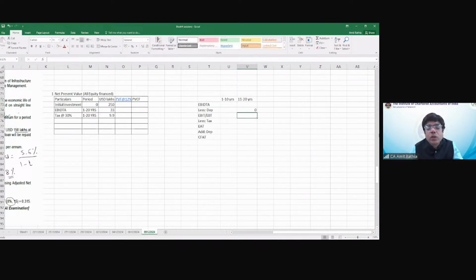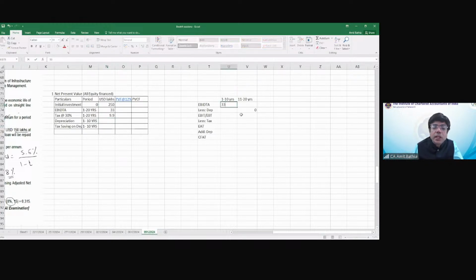Yes, sir. So instead of having to compute this entire thing twice, what I have done is, I have taken EBITDA for 20 years, subtracted tax for 20 years, and then I'm going to take depreciation, which will be for 1 to 10 years. And then I will account for the tax saving on depreciation, which will be for how many years? 1 to 10 years. Are you with me? You can follow either of the methods.